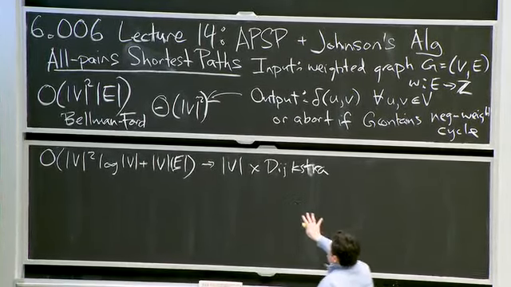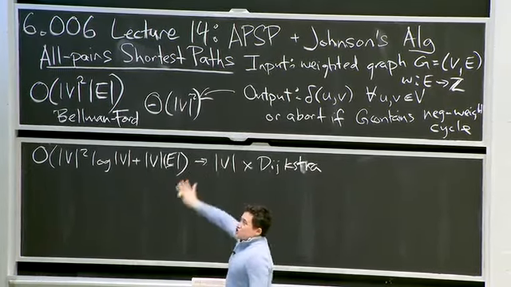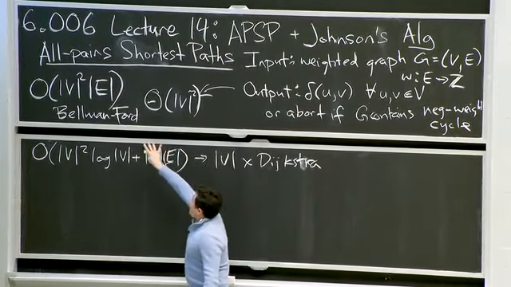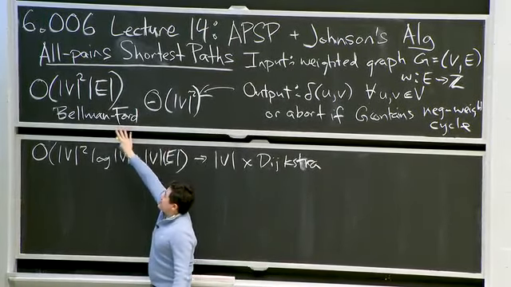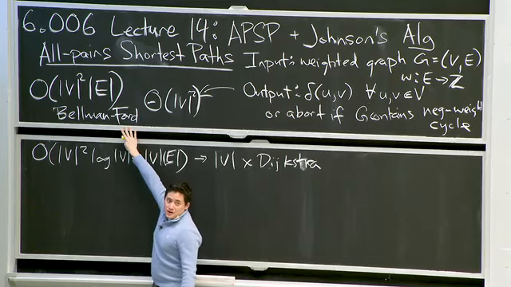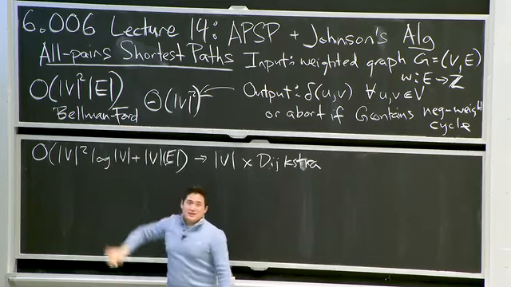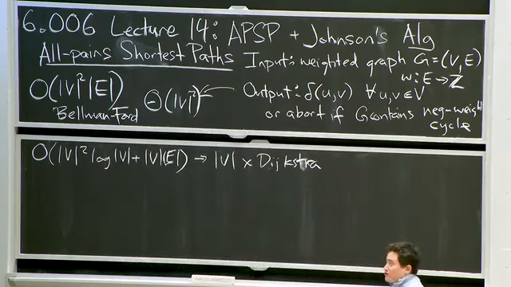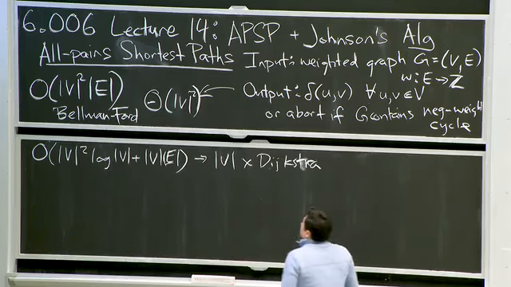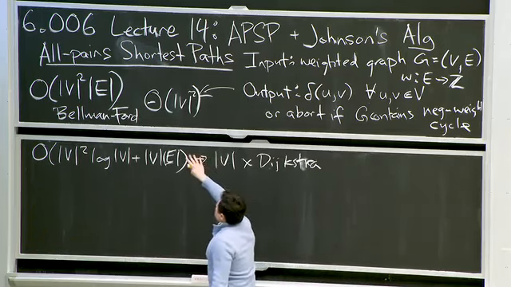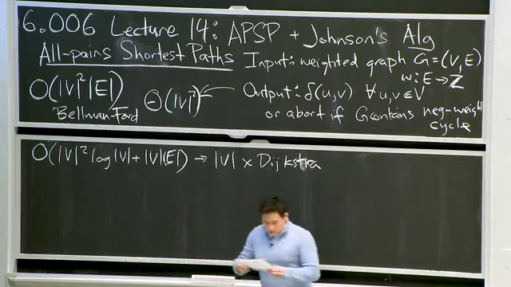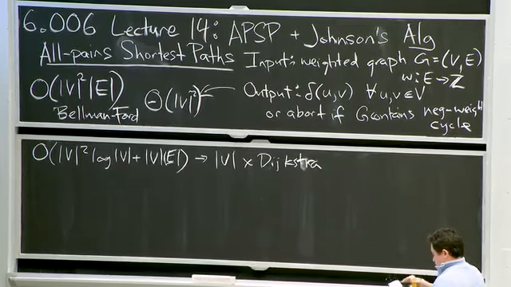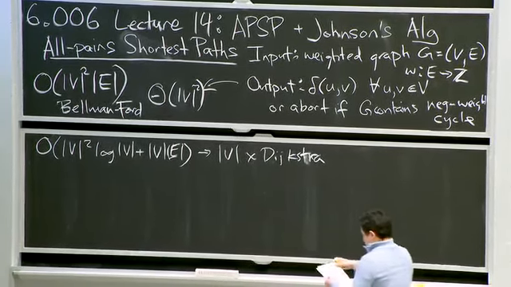And really, all we're going to do in this lecture is try to solve how we can make this running time faster by doing something a little bit more intelligent than running a single source shortest path algorithm from every vertex. Okay? How are we going to do that?